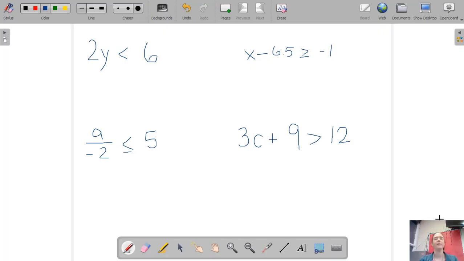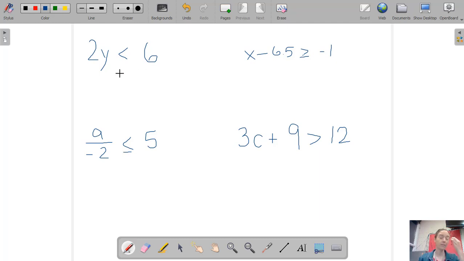Hello everyone. I've noticed that some of you are having a hard time with solving inequalities, so I just wanted to do a quick video on how to do that and how to graph them. I have some inequalities written out here, so I'm going to solve each one and then graph it on a number line. On our first one we have 2y is less than 6.